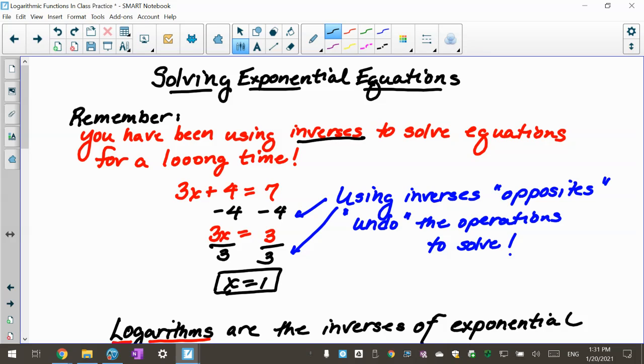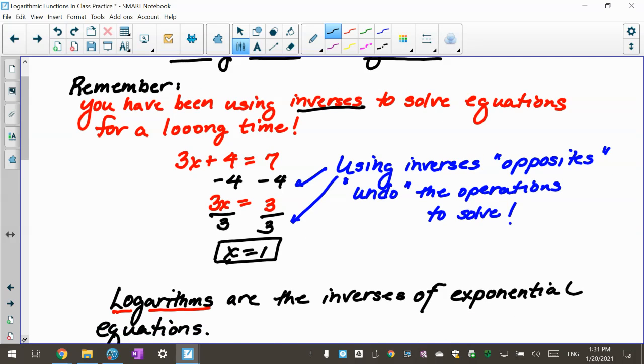So I gave this equation here, 3x plus 4 equals 7. If I wanted to solve this, I would subtract 4 on both sides, and I would have 3x. The reason I subtract 4 is because it's the opposite of adding 4, so you're undoing it. So it's using an inverse. Now I have 3x equals 3, and the 3 is hooked to the x by multiplication, so I'm going to divide each side by 3, which is the inverse, because division is the inverse of multiplication, to undo everything to figure out that x must be 1. You've been doing this a very long time.